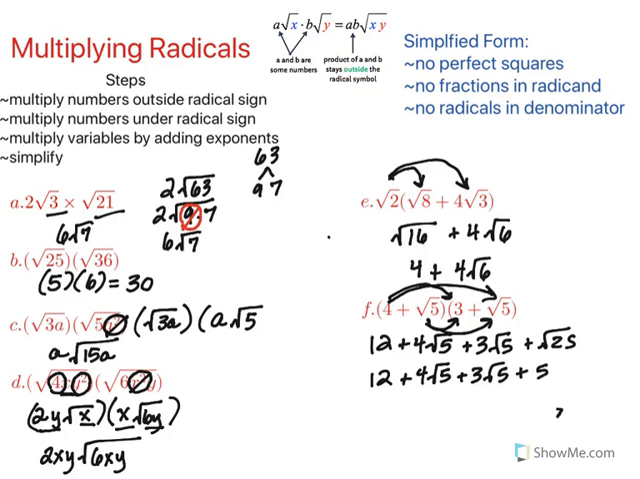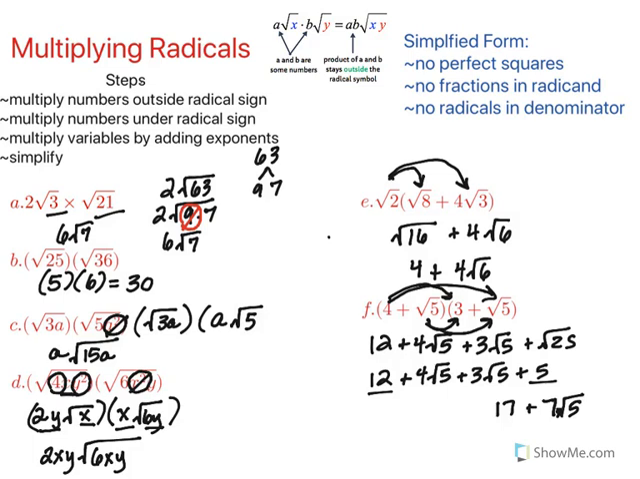And then now let's combine like terms. 12 and 5 are like terms, so that's going to give me 17. And 4 square roots of 5 and 3 square roots of 5 are like terms. I would add the coefficients there, so that would give me 7. And then rewrite that as one expression. So 17 plus 7 square roots of 5.